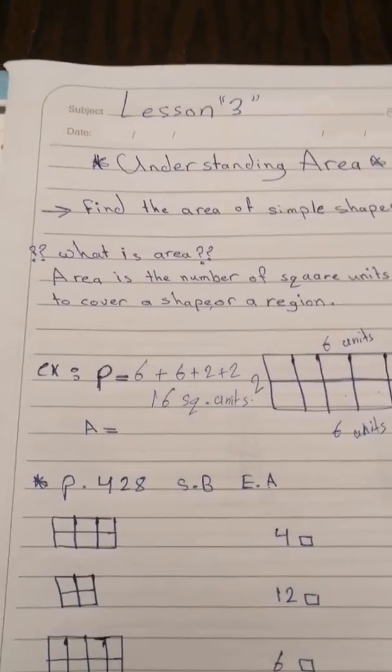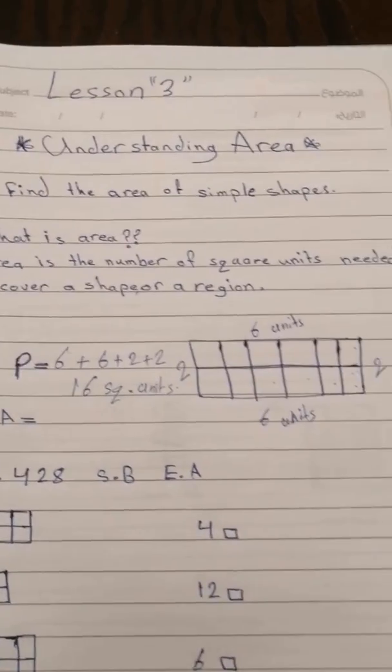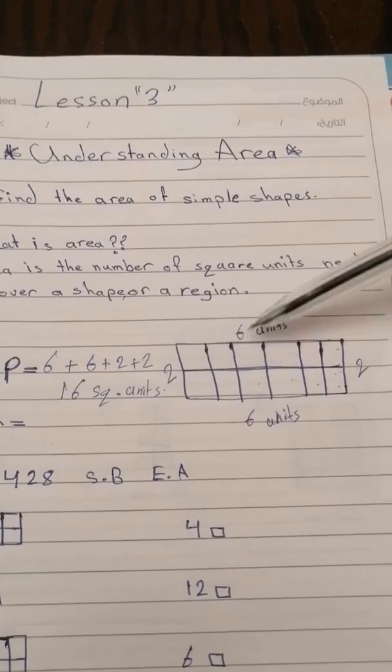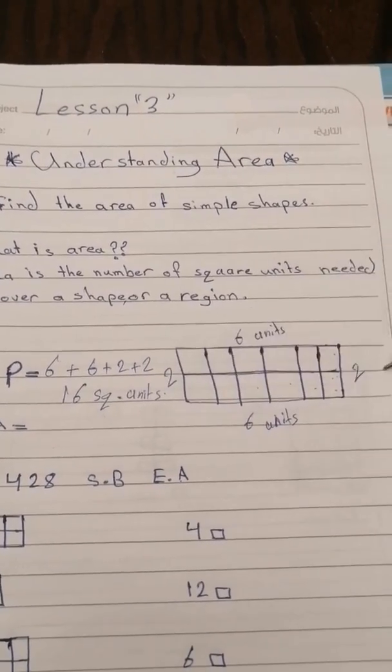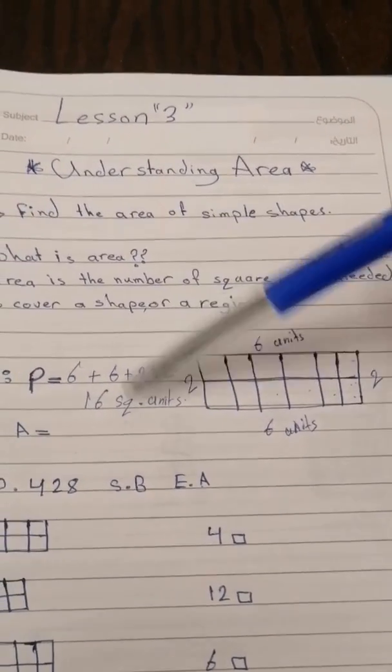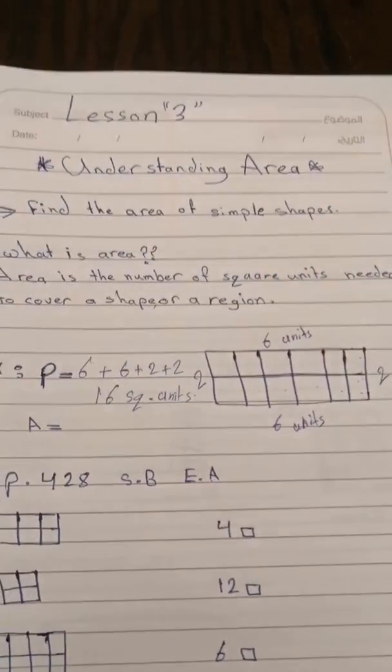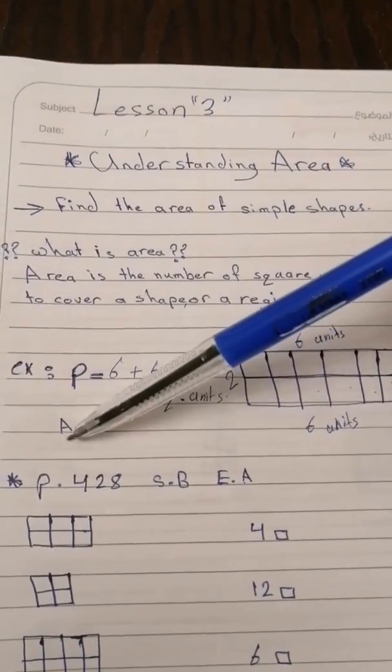Okay, so that's how we find the perimeter. We just count how many units are on these two sides and on these two sides, then add them all together. That's how we find the perimeter. Now what about the area?